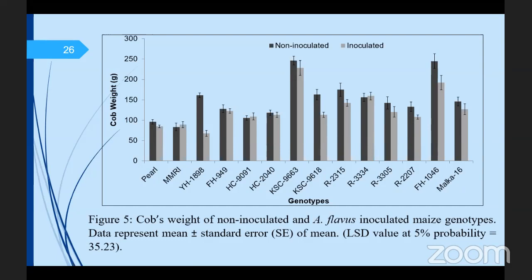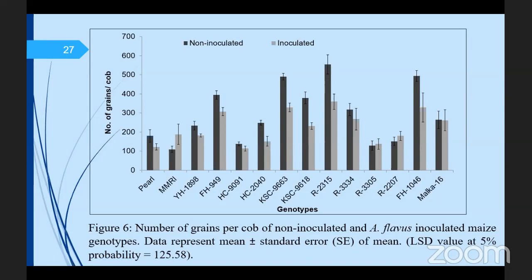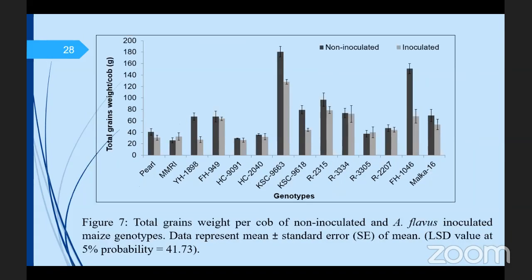And the cob weight was affected by the inoculation of Aspergillus flavus. It means Aspergillus flavus inoculation has an effect on the cob weight. And the number of grains per cob was highly affected in almost all of the genotypes except 2 genotypes of the maize. That means that Aspergillus flavus affects the number of grains per cob and reduces it.